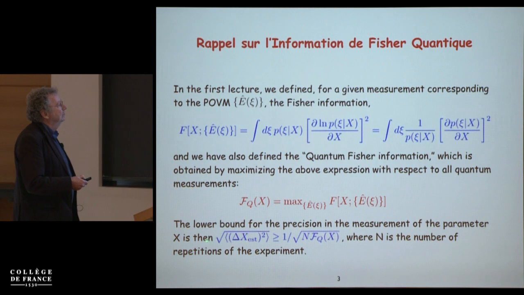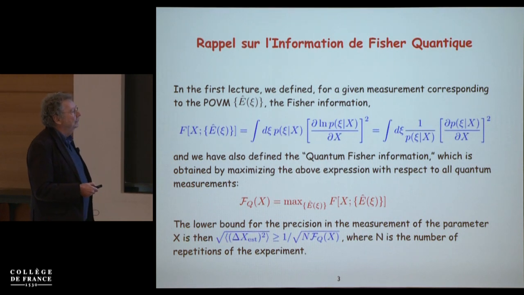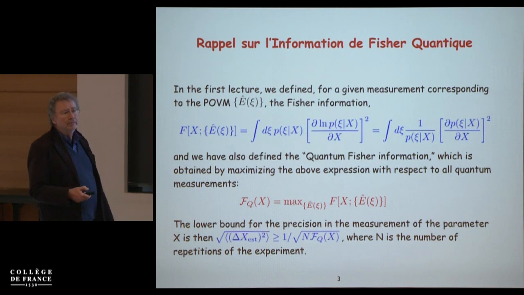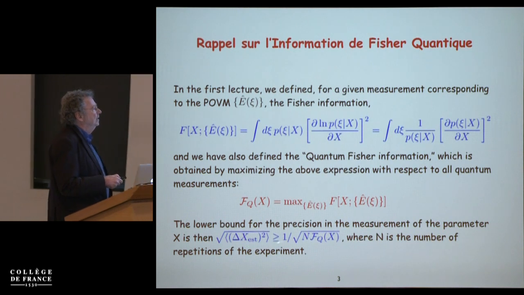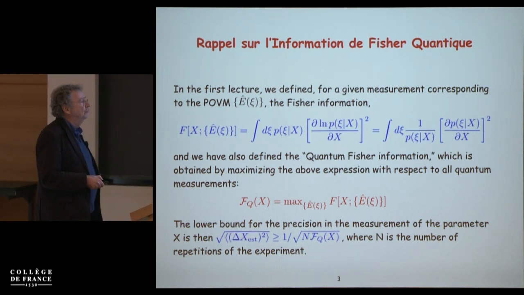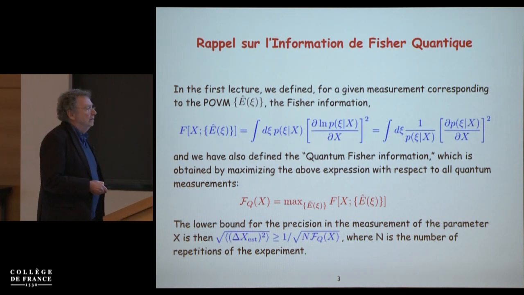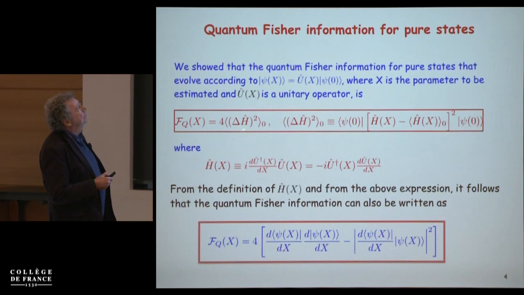And with that, we have shown that the lower bound for the precision in the measurement of the parameter x is given by this expression. So this is the quantum Cramér-Rao relation. The standard deviation is bounded below by 1 over the square root of the number of repetitions of the experiment times the quantum Fisher information.